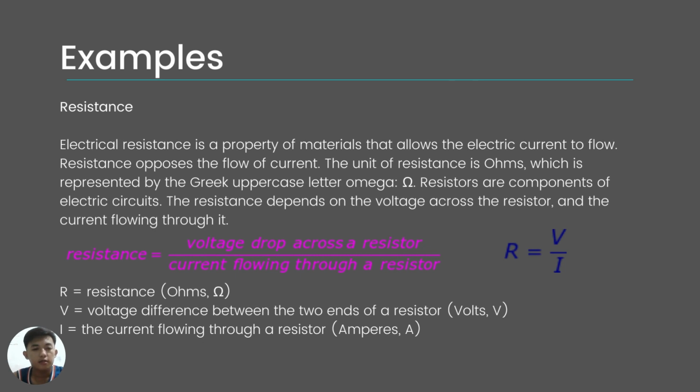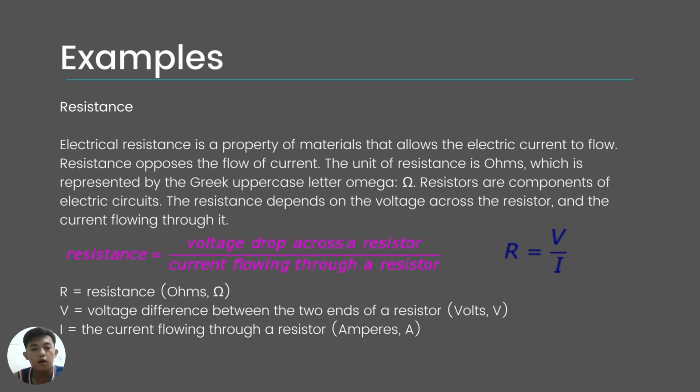Example of resistance. Electrical resistance is a property of materials that opposes the electric current flow. Resistance opposes the flow of current. The unit of resistance is ohms, which is represented by the Greek uppercase letter omega. Resistors are components of electric circuits. The resistance depends on the voltage across the resistor and the current flowing through it.